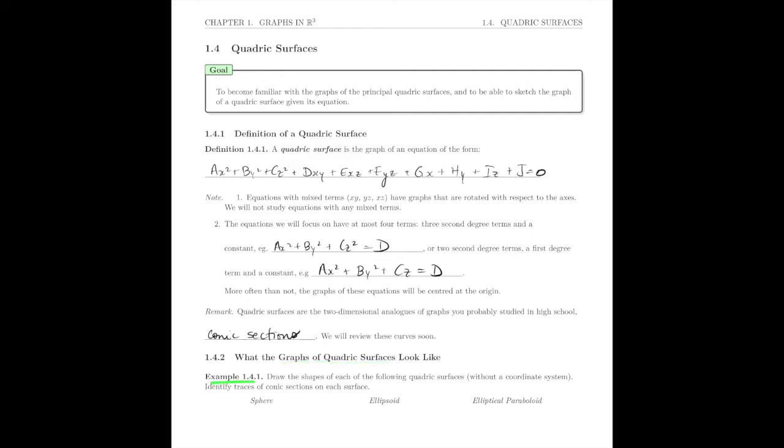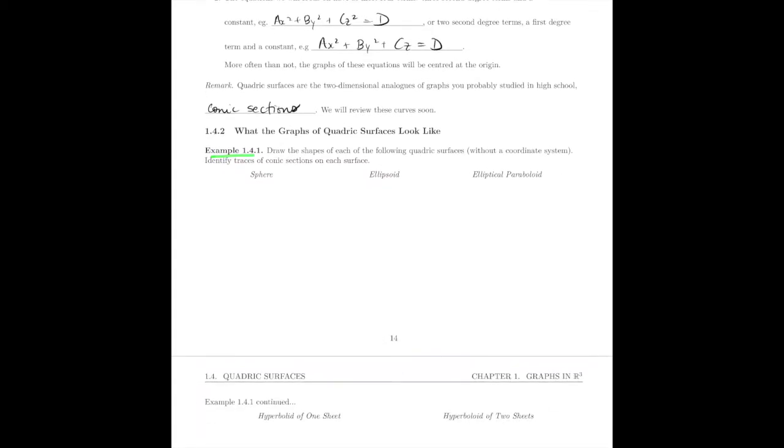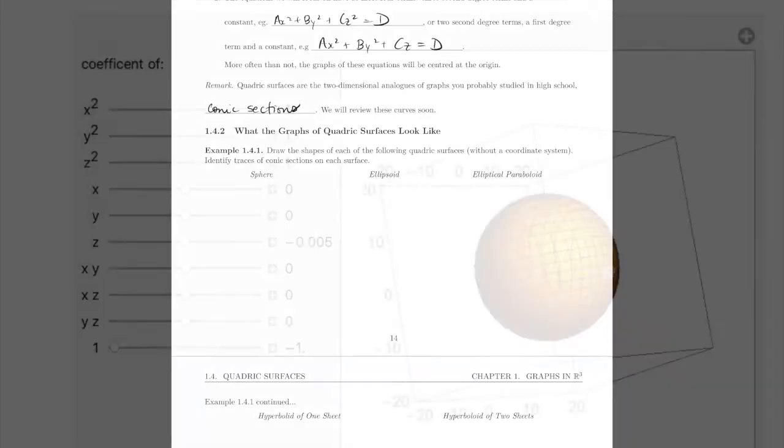So in example 1.4.1, we are asked to draw the shapes of the following quadric surfaces without a coordinate system, just a drawing, and to identify the traces of conic sections, so things like circles and ellipses and parabolas and hyperbolas, that can be found on each surface. What we're going to do first of all is look at an actual graph of one of these objects, and then we're going to practice sketching the shape. So let's first look at the graph of a sphere.